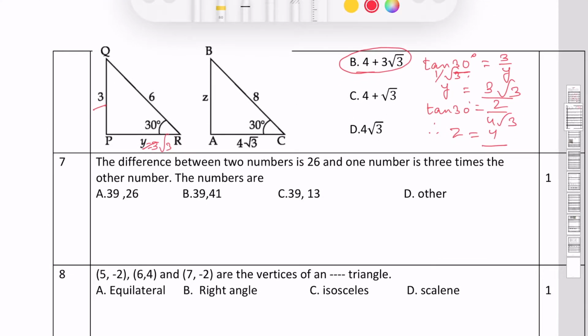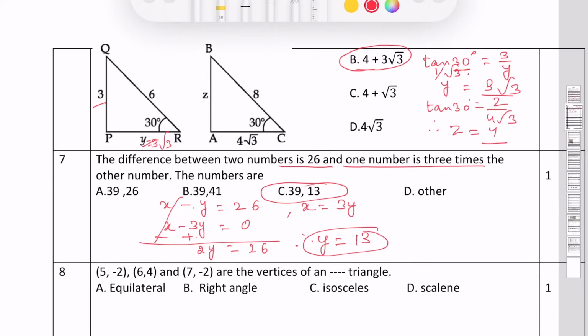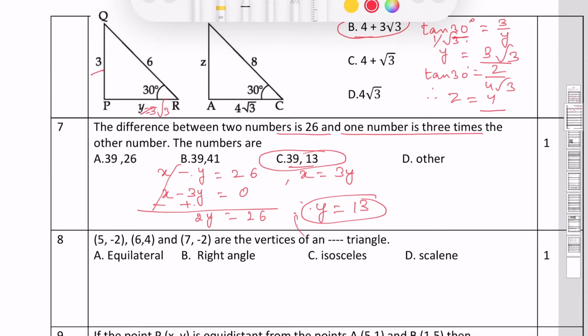Question number 7 is, the difference between two numbers. We take the two numbers as 26. You can check from the options also. And one number is 3 times the other. Suppose that x is 3 times y. So I can write this equation as x minus 3y is 0. If you solve these two equations, it is plus 3 minus y, 2y is 26, y is 13. If I check, 13 is here, just check the difference of these two numbers is also 26. So this option will be correct.